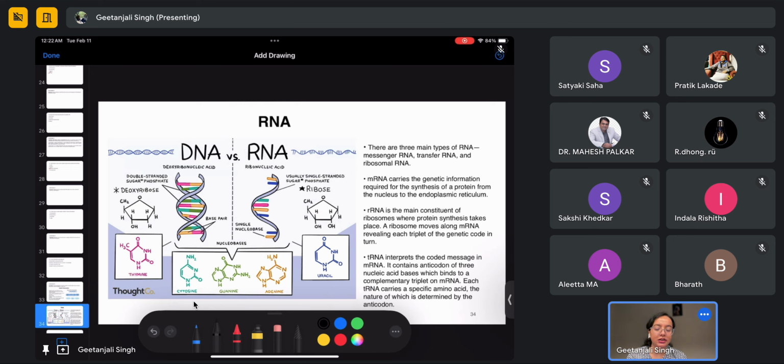Now let's briefly discuss the difference between DNA and RNA. DNA is double stranded, you can see here. RNA is single stranded. DNA has a different sugar, deoxyribose, whereas RNA has ribose. You can see the difference in the sugar as well.